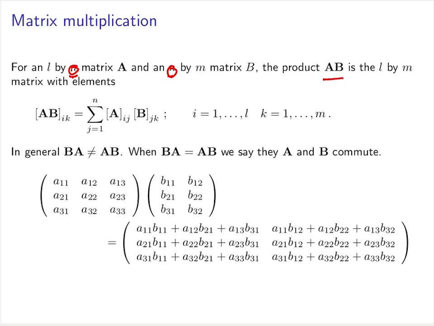If they fit, the multiplication is simply defined as this row and this column produce the first entry of the new matrix, and so on and so forth. Note that matrix multiplication is not commutative, so BA is usually not AB.